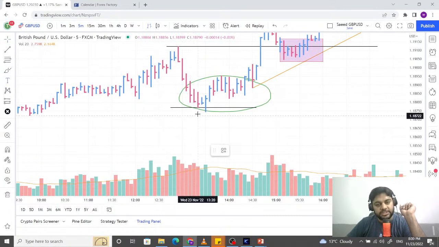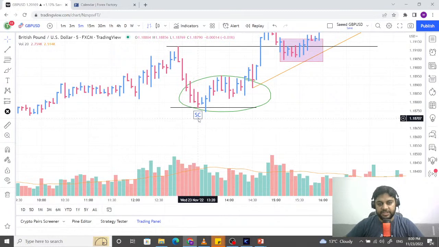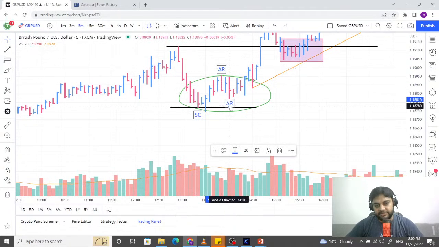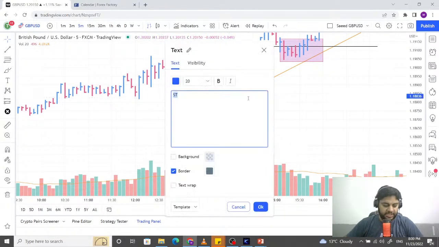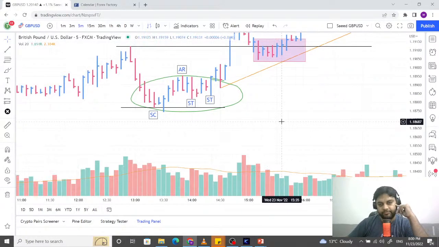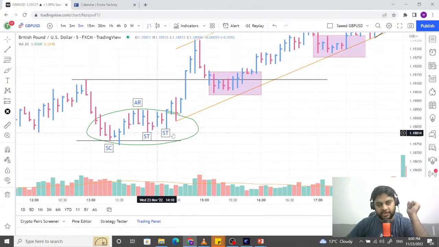Why? Because this is a selling climax, and then we have something like automatic rally. This is automatic rally, right? Automatic rally, and then we have secondary test over here, and then again another secondary test, another secondary test. These are the parts of accumulation. And then what do you see? This is a jump across the creek, right? A jump across the creek, a jump.